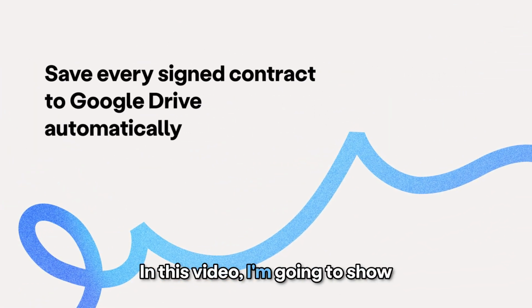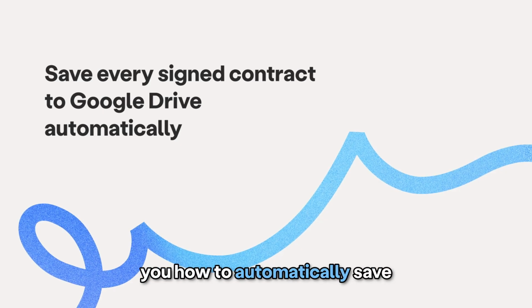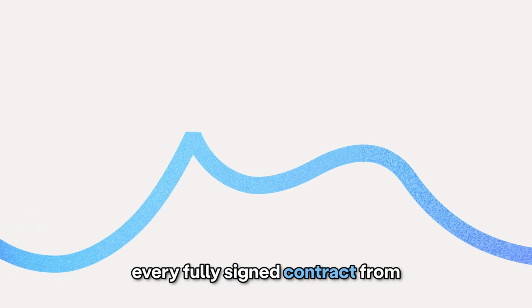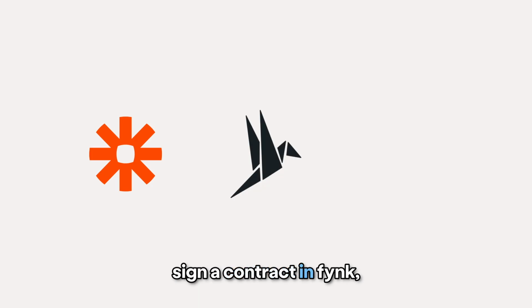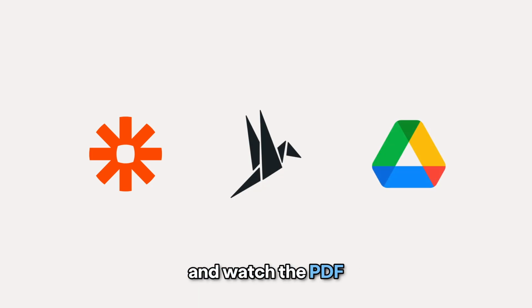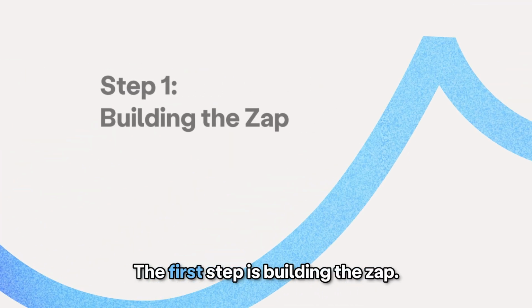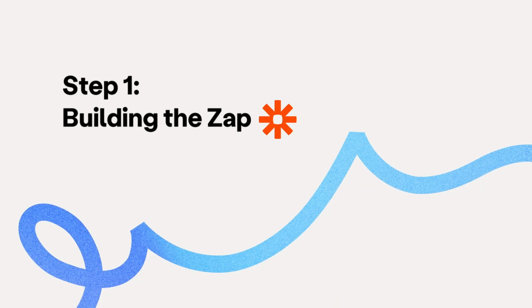In this video, I'm going to show you how to automatically save every fully signed contract from fynk to Google Drive. Let's get started. It's really easy to do. We'll build a Zap, sign a contract in fynk, and watch the PDF appear in your Drive. The first step is building the Zap.